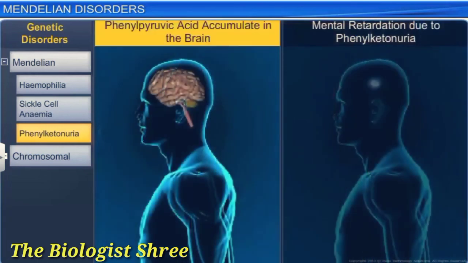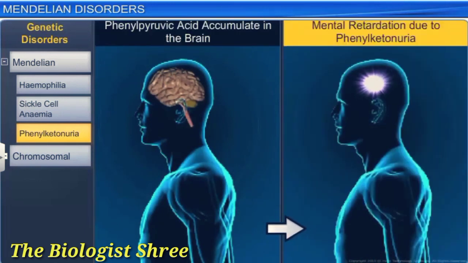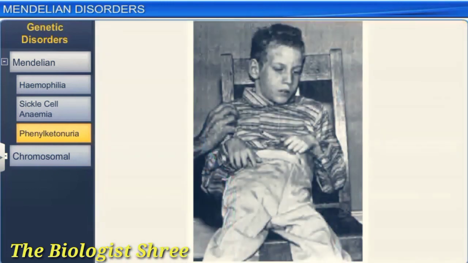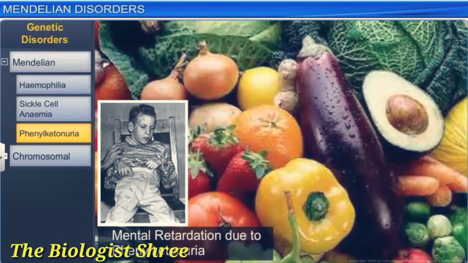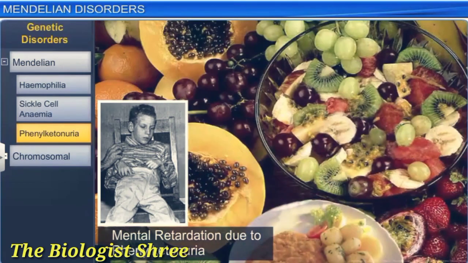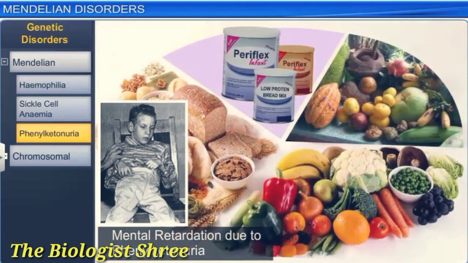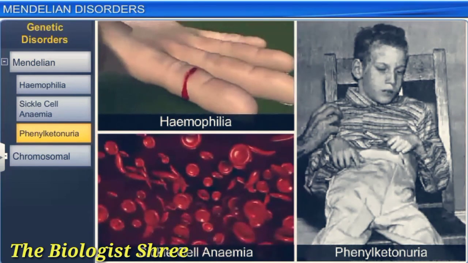If phenylpyruvic acid and its derivatives accumulate in the brain, it could lead to mental retardation. To avoid such a situation, a diet low in phenylalanine is usually recommended for patients suffering from phenylketonuria. Thus, Mendelian disorders occur due to a mutation in a single gene, and a pedigree analysis helps determine the trait in question.